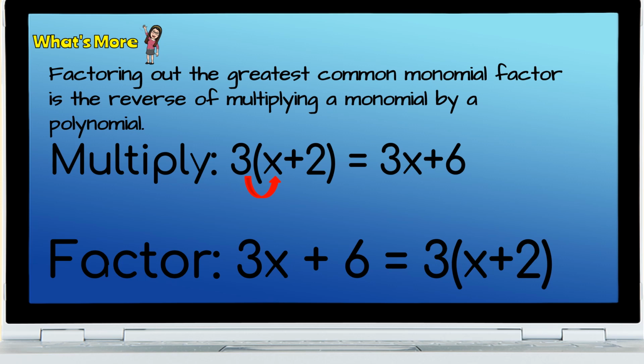So 3 times x will give you 3x. 3 times 2 will give you 6. And then you just copy the sign. 3x plus 6. Now, why is it reverse? Under CMF, ang given ngayon sa'yo ay yung 3x plus 6 o yung product. And then you need to find the factor. Let's have more elaboration of this common monomial factor.